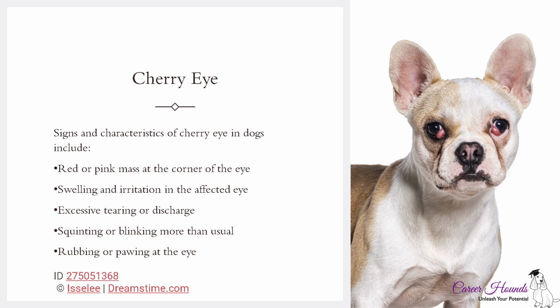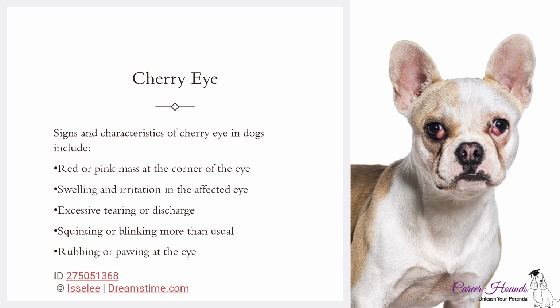Treatment options for cherry eye might include medication. Initially, vets might attempt to reduce inflammation and swelling with topical or oral medications. Surgical correction: if medications don't resolve the issue, surgical correction may be necessary. Surgery involves repositioning the gland back into its normal position and securing it to prevent reoccurrence.